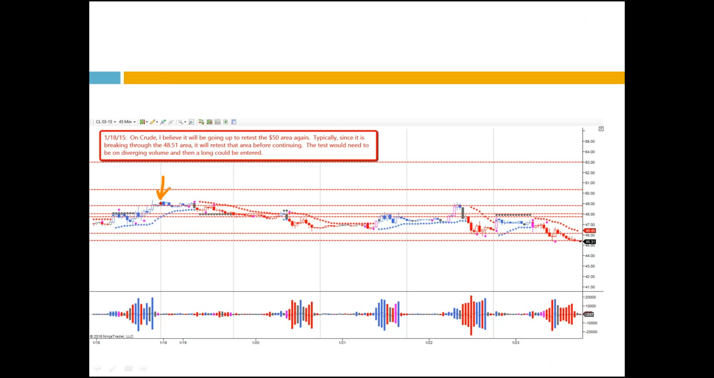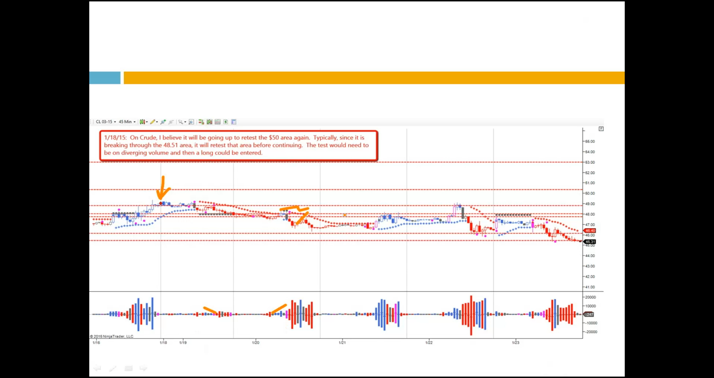It's right here. It comes down, bounces back to test the ATR, does it on diverging volume, okay? Then it goes down, comes back to this congestion dot, which I haven't marked yet, okay? Again, there is no diverging volume there, okay? I would not have taken that trade. There's no divergence here on that one. Would not have taken that trade.